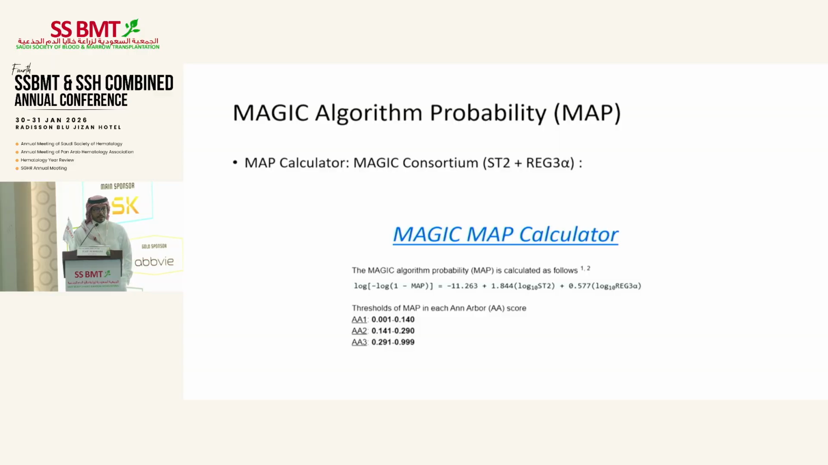This is just how it is mathematically calculated by the research labs. So it's a logarithmic kind of equation that gives you a result, and then that result can classify the patient into low risk, intermediate risk, or high risk based on the MAP probability.